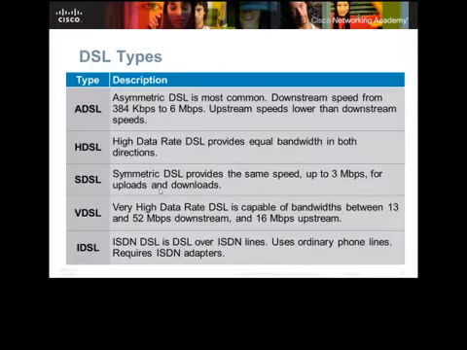Some other types that we'll see: HDSL, SDSL, VDSL, and IDSL. The best one currently for speeds is the VDSL, with speeds between 13 and 52 megabits per second. But the downfall with the VDSL is you have to be relatively close to the source.